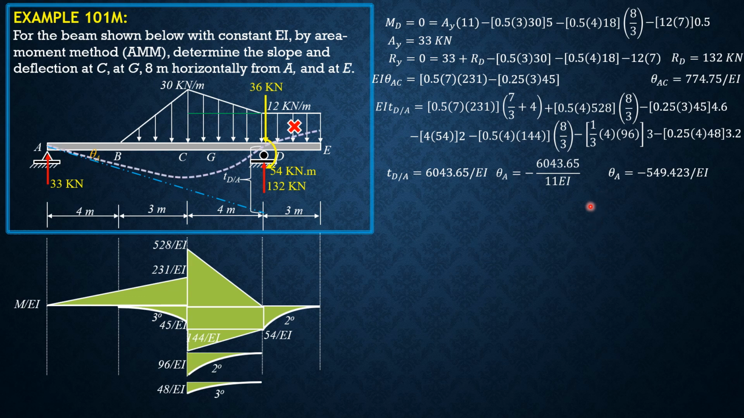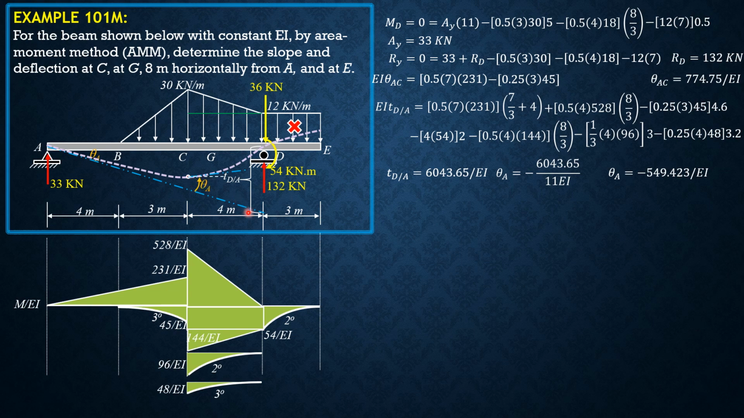Then the approximate elastic curve, so that we can analyze the slope and deflection at C. So this is deviation of C relative to the tangent at A. That's the point C on the elastic curve. This is the tangent at C. Because EI theta AC, the value is 774.75, which is greater than theta A. So meaning to say it extends above the horizontal, because from the tangent at A to the horizontal, that's theta A. Then from the tangent at A to tangent at C, that's theta AC, which is greater than theta A. So meaning to say theta C from the horizontal would be positive.